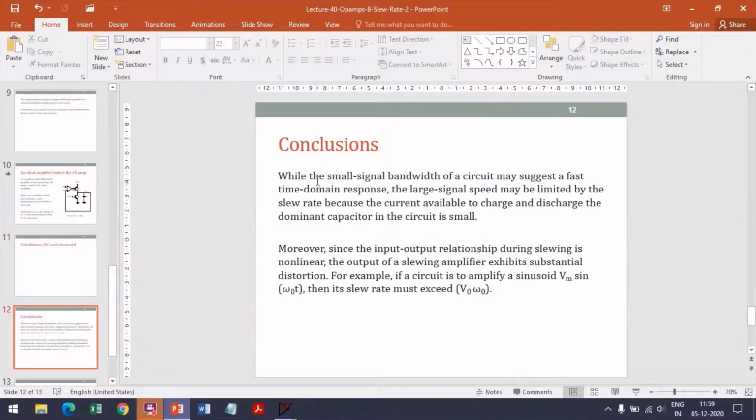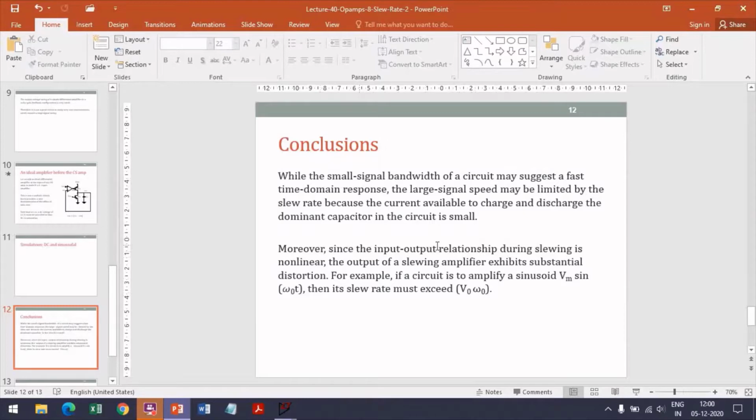Let me just read this out. While the small signal bandwidth of a circuit may suggest a fast time domain response, the large signal speed may be limited by the slew rate, because the current available to charge and discharge the dominant capacitor in the circuit is small. So we saw that for a 300 millivolt input, the output followed the input faithfully, and that was predicted by the small signal bandwidth. But for large signals, the speed was limited by the slew rate. So if the signal is large, then the circuit cannot be operated at 300 kilohertz, even though it has a unity gain bandwidth of 1.6 megahertz.